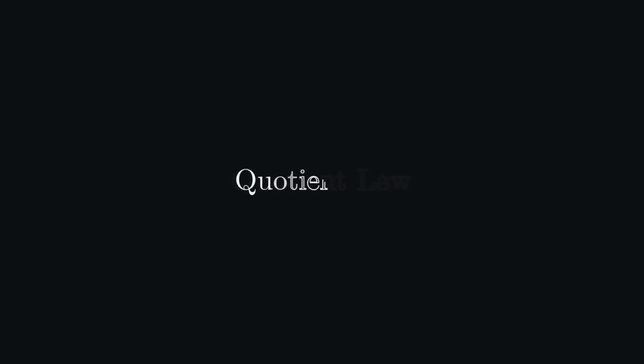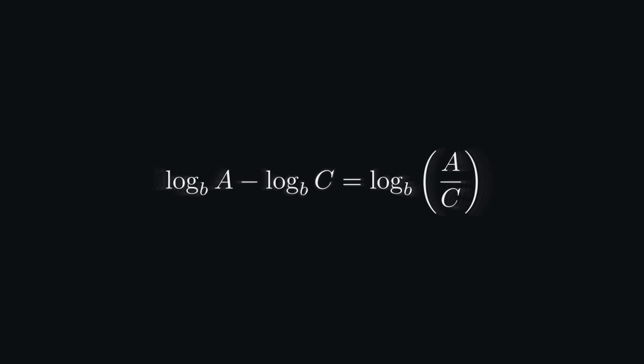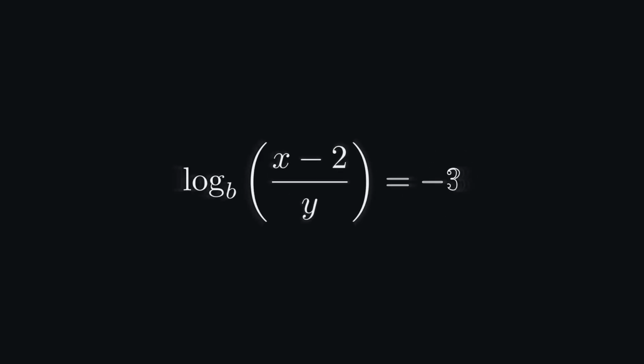We'll apply the quotient law of logarithms. The quotient law states that the difference of two logs equals the log of their quotient. Using the quotient law, we can rewrite our equation as log base b of the fraction (x - 2) over y equals -3.